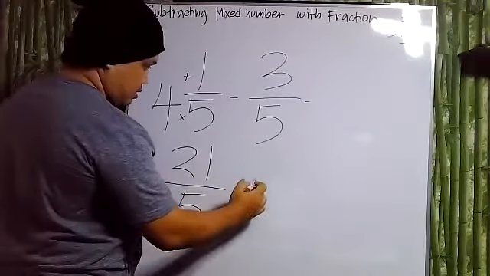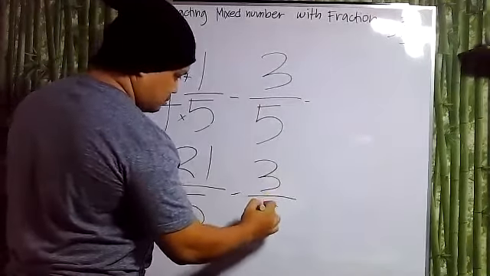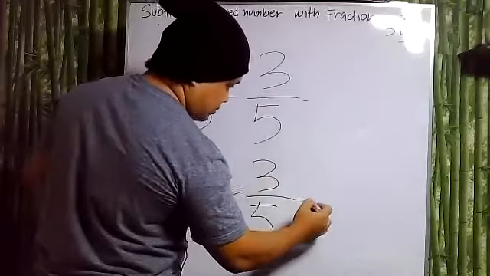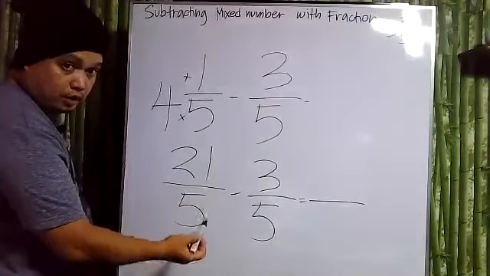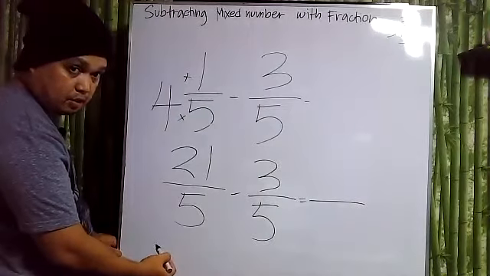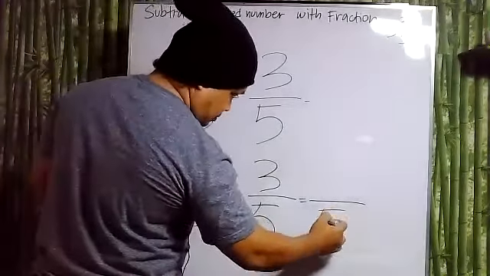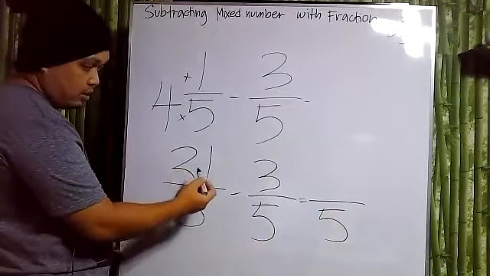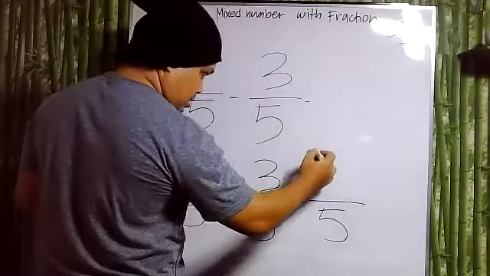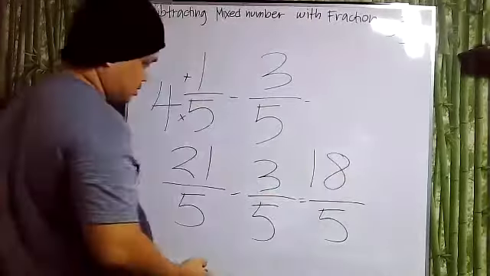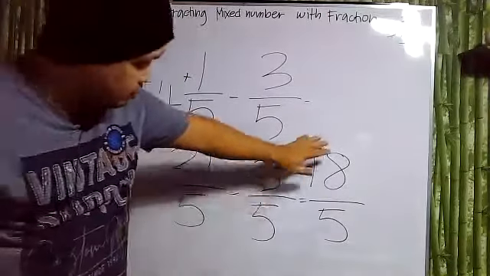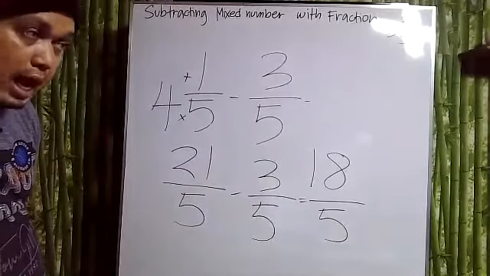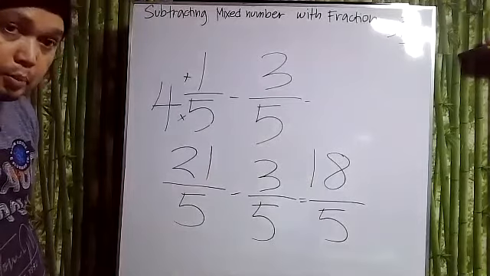Repeat. 21 over 5 minus 3/5. How to answer that? Subtracting similar fractions, just copy their denominator, which is 5, and subtract their numerators. 21 minus 3 is 18. It becomes 18 over 5, but that is an improper fraction, so our answer must be in proper fraction.